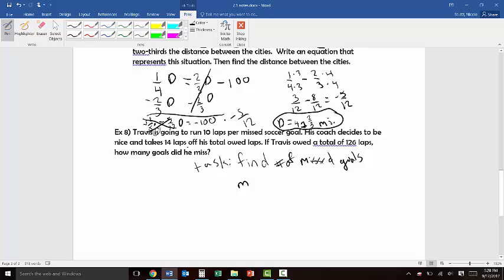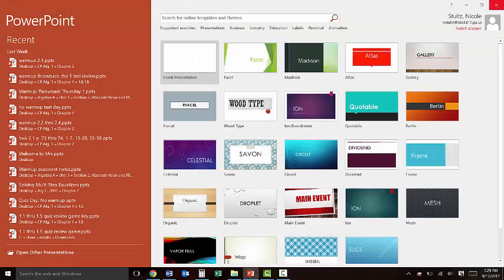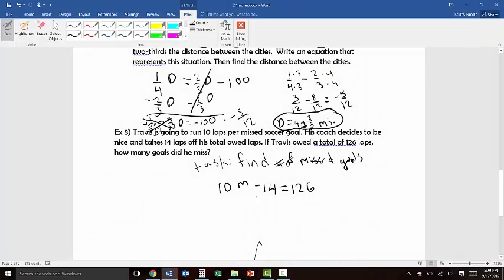Okay, so I know that he is running 10 laps per missed goal. And we need to be careful. I see the word is, but you have to think, if I replace it with equals, it would say Travis equals going to run. That doesn't make sense. So we have to make sure is in the right context to be used as an equals. So we're going to write 10m, 10 times number of missed goals. And then we're going to take 14 off, so we subtract 14 from that. And his new total is 126.